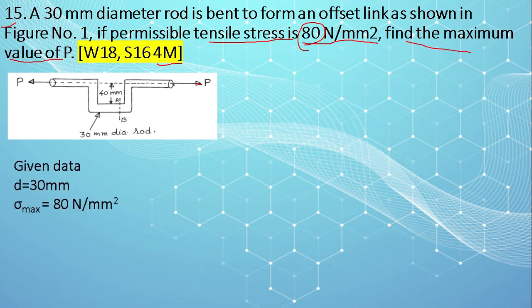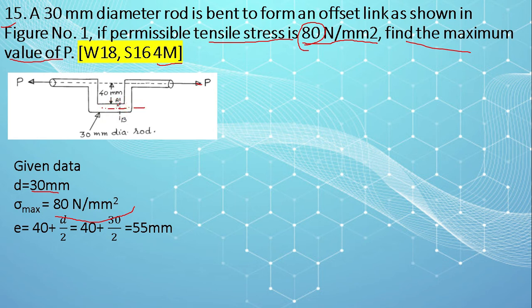So given data, the diameter of this rod is 30 mm and the maximum permissible stress is 18 Newton per mm square. So first of all we have to find out the amount of eccentricity. At this section, the axis will be at the middle point.